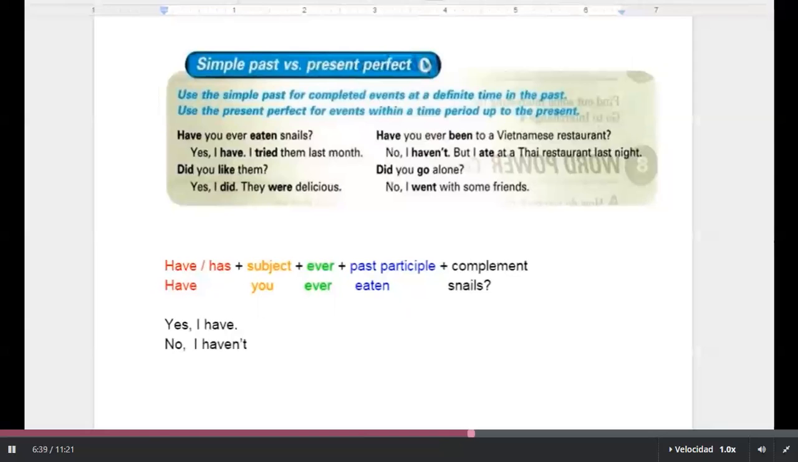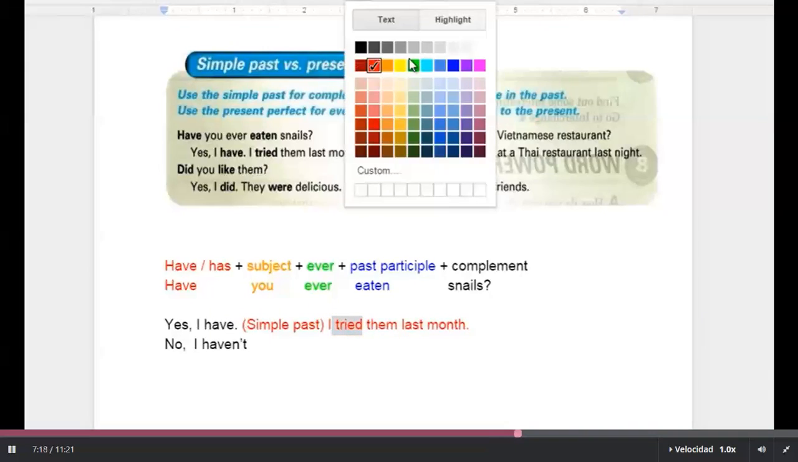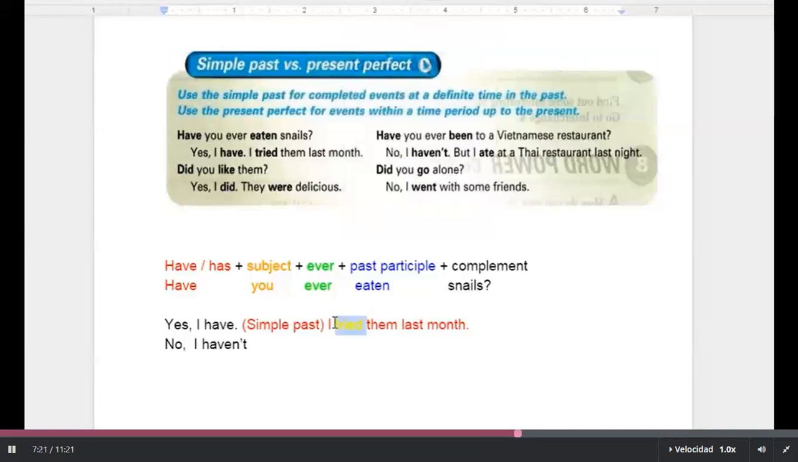What I would like for you to notice now is how we respond to that kind of question, right? I mentioned that we can have either a positive or negative response to that question, either yes, I have, or no, I haven't. And then this next sentence, we're typically going to follow with a simple past statement. The reason is because I'm going to talk about my experience in the past. So in this case, I'm going to say I tried them last month. This statement basically talks about that past experience that I had, which is related to this topic, right?